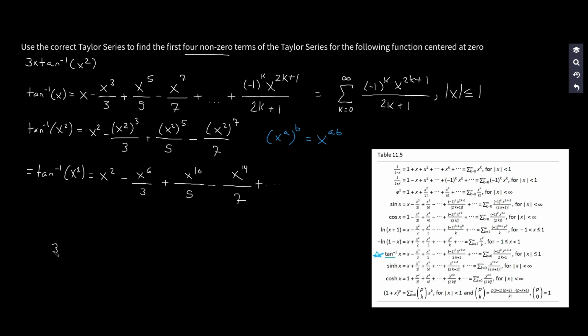So we're going to get 3x times x squared minus x raised to the 6th over 3 plus x raised to the 10th over 5, excuse me, minus x raised to the 14th over 7. And that's all going to be in the parentheses.